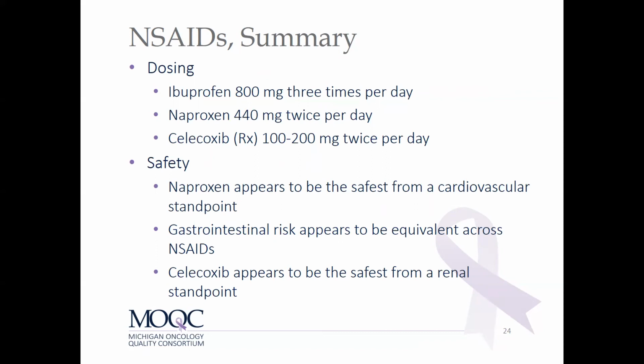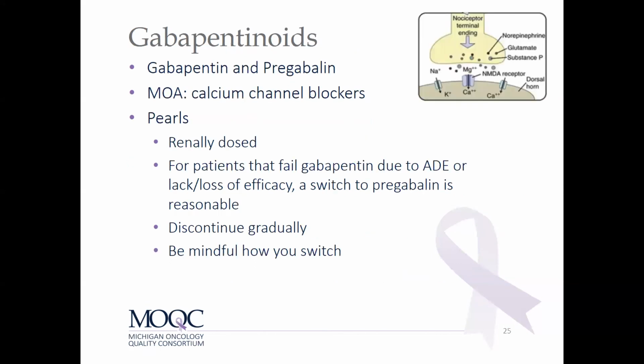From a safety standpoint, naproxen appears to be the safest from that cardiovascular standpoint. The gastrointestinal risk appears to be equivalent across all NSAIDs. It doesn't appear that really any one stands out. And once patients have that risk, it remains really stable. It's low and stable, but there have been fatal bleeds, obviously. And then celecoxib appears to be the safest from a renal standpoint. So if you have patients with renal dysfunction, that might be your go-to.